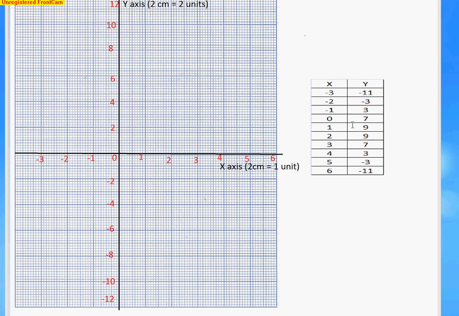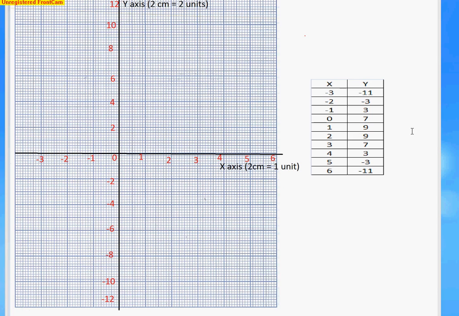Also, the x has a positive 6 and a negative 3, so most of your x values will be on the right side. You can start with the highest value, 6, 5, 4, 3, 2, 1, and 0, and the rest will be here. So you always have to do that. Now let's go ahead and do the graphing.